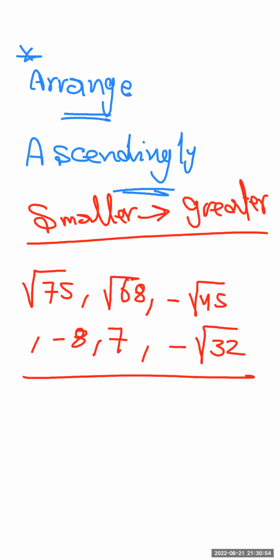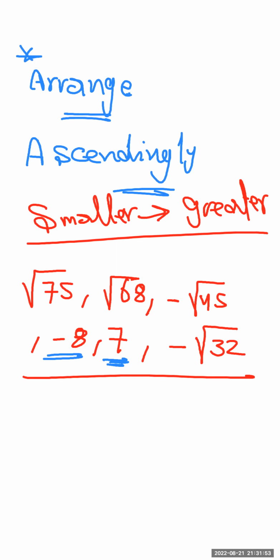Now, actually, negative 8 and 7 are integers, so we know their exact values. It's negative 8 and 7, nothing more. But what about square root of 75, square root of 68, negative square root of 45, negative square root of 32? Actually, guys, we could solve this question directly if it was all square roots, because of course the square root of 75 is greater than the square root of 68. But I don't know if square root of 68 is greater than 7 or smaller than 7. So we have to check all the numbers to arrange them.